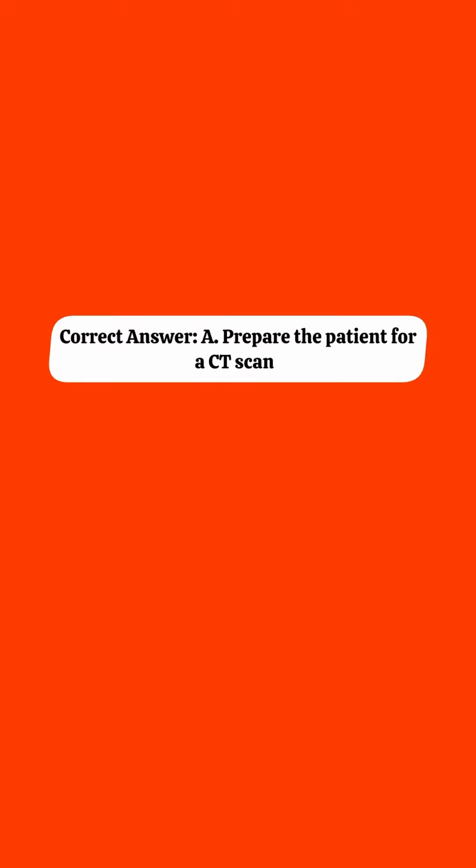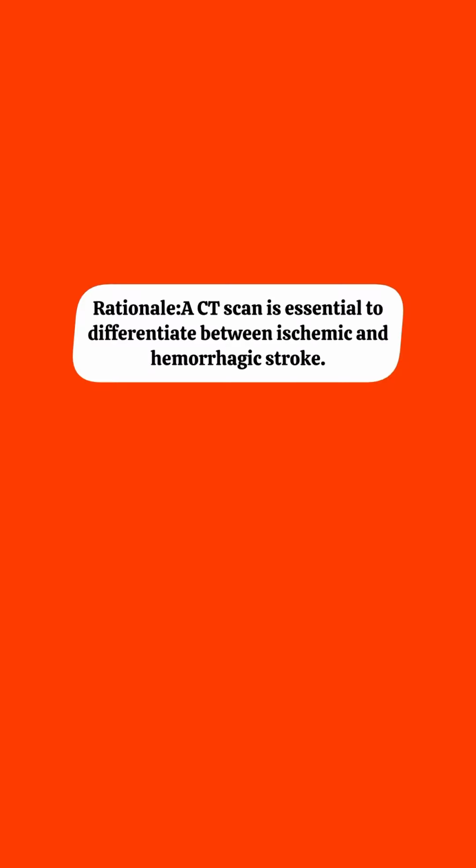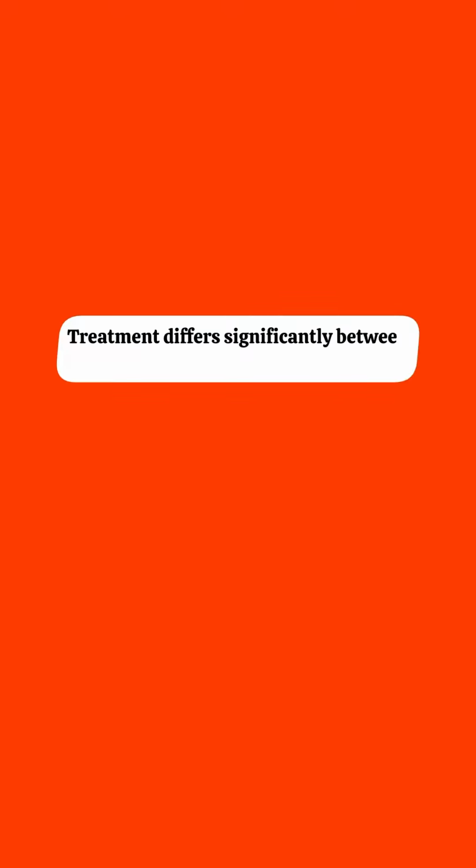Correct answer: A. Prepare the patient for a CT scan. Rationale: A CT scan is essential to differentiate between ischemic and hemorrhagic stroke. Treatment differs significantly between the two. Time is critical for administering TPA in ischemic strokes, and a CT scan must be done before any treatment.